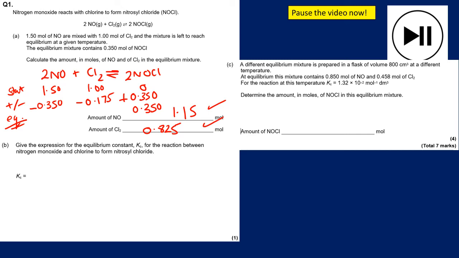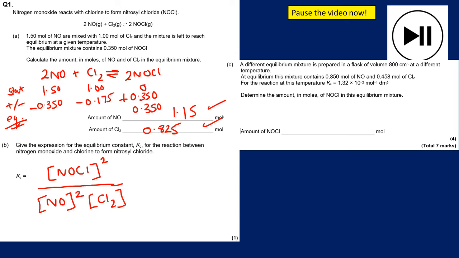For B, give an expression for the equilibrium constant for that equilibrium. So Kc is equal to the concentration of NaCl, square brackets is essential, to the power of 2, all over square brackets NO squared multiplied by the concentration of Cl2. There we go.